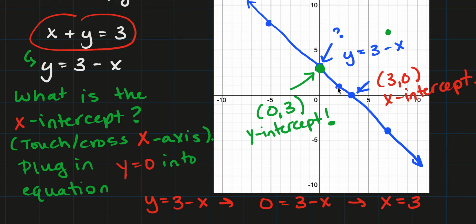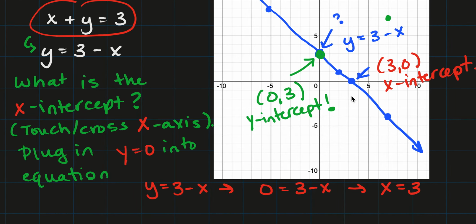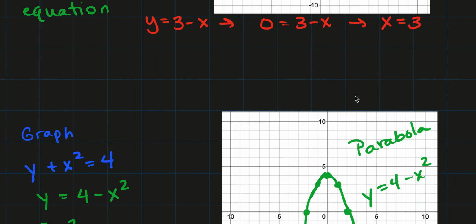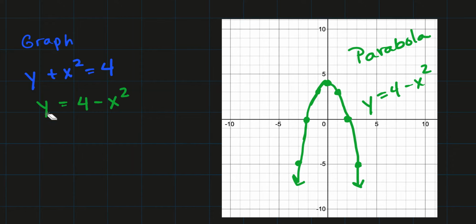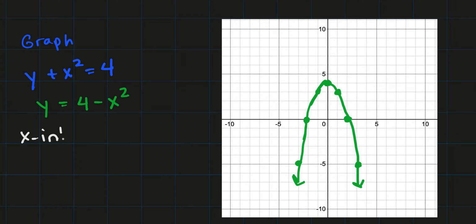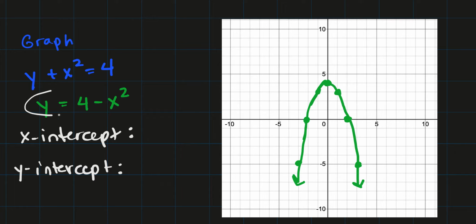Okay. So we could just look at this graph and tell what they are. How about this graph right here? This is the parabola. We said that we could solve for y from y plus x squared is 4. Solve for y, we get 4 minus x squared. Let me get rid of this so we can just see the graph. I want to know the x and the y-intercept. So what is the x-intercept and the y-intercept? And it doesn't matter which one you find first. It's usually easier to find the y-intercept, especially when it's written in this form.